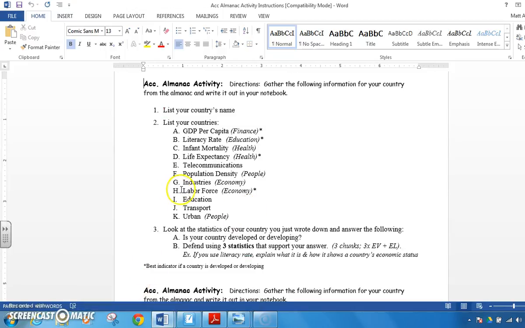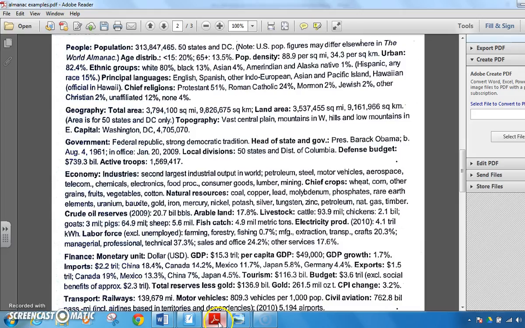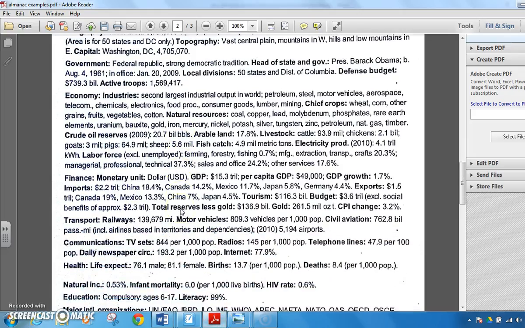Let's go with H, labor force. Okay, another one that you're going to need to use your brain on, and notice it's got a star next to it. This is a huge one for us. Labor force, and we're going to use some of our vocabulary terms that we've done last time in class. If we go to economy, and we scroll all the way down to labor force, it says farming, forestry, and fishing.